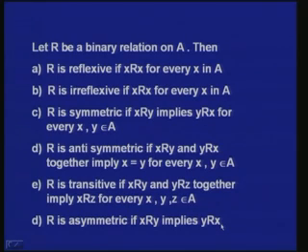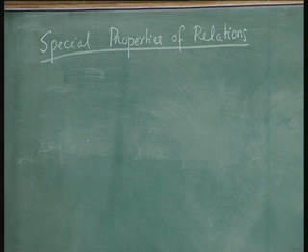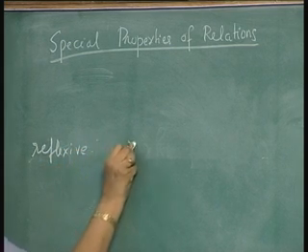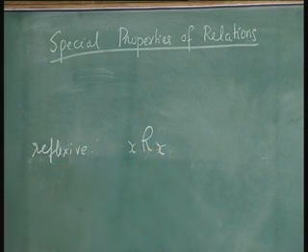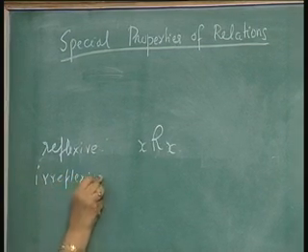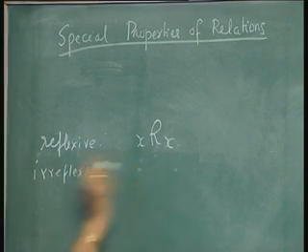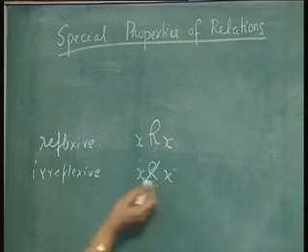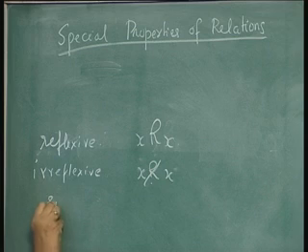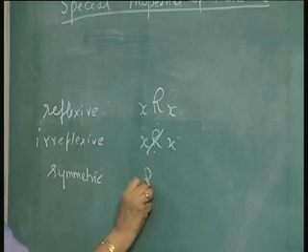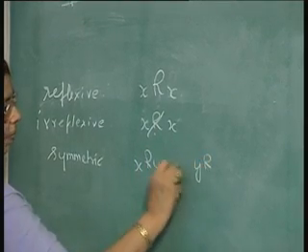So, we study 6 properties. What are the 6 properties? I will again repeat them. Reflexive means for all x, x will be related to x. Irreflexive means for no x, x will be related to x. And symmetric means x is related to y means y will be related to x.